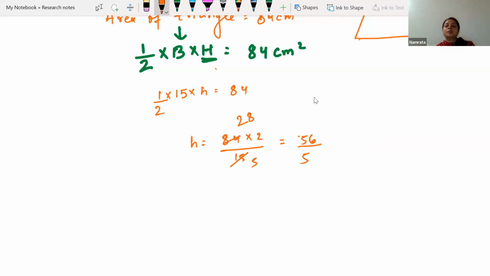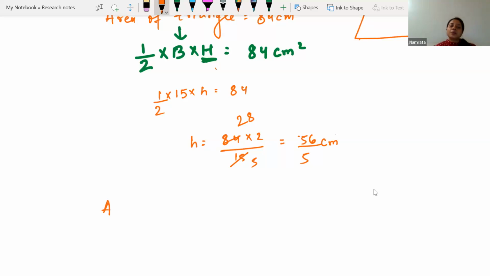This is the height of the triangle, which is also the height of the trapezium. So this much centimeter. I will be summarizing the whole thing if it is not getting clear to you. Just understand this much for now. We will be getting back to the whole thing.